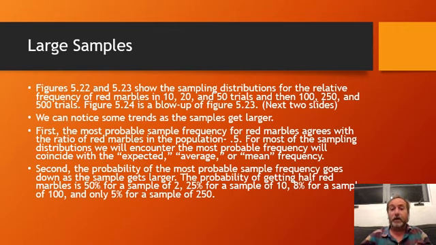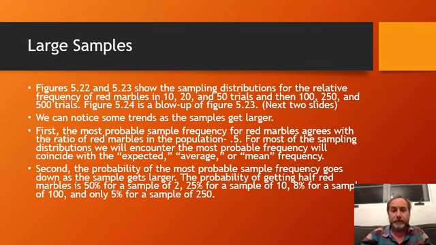But we'll also notice that the probability of that most probable outcome comes down as the sample gets larger. With a sample of 2, the probability of getting 1 out of 2 being red was 50%. We get up to a sample of 10, you've got a 25% chance of getting 5 out of 10 reds. With a sample of 100, you only have an 8% chance of getting 50 out of 100. Sample of 250, you've got a 5% chance of getting 125 out of 250.